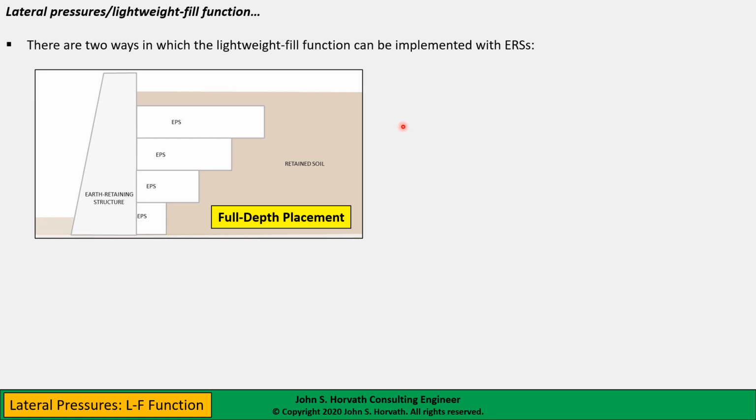One is the full depth placement. I've showed you this previously. And again, this is not meant to mean this can only be used with freestanding retaining walls. This is just a kind of a generic stand-in for an earth retaining structure. This could be many types of earth retaining structures. Anyway, we place the EPS blocks in a stair-step fashion. Again, that's very important, as we'll see why.